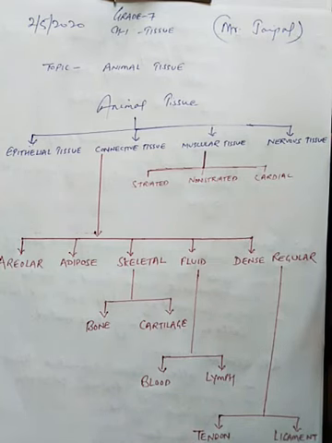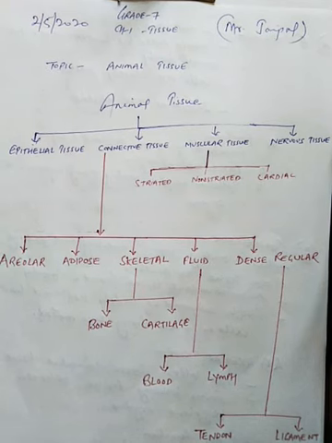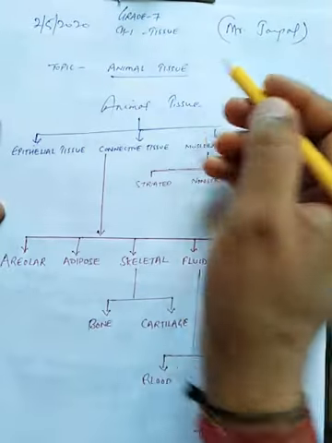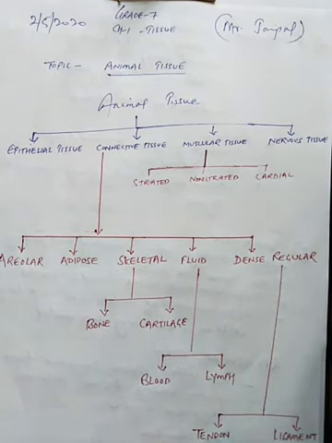So, today we are going to discuss the first chapter, that is Tissue, of class 7th bio. And for today, our topic is animal tissue. Our plant tissue is over, and now today we are going to discuss animal tissue.